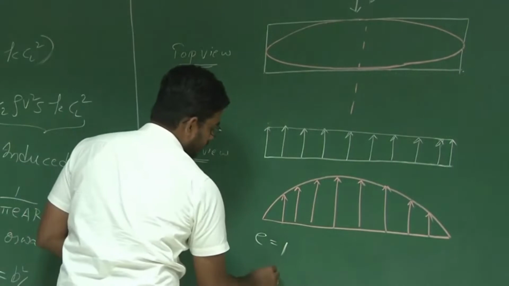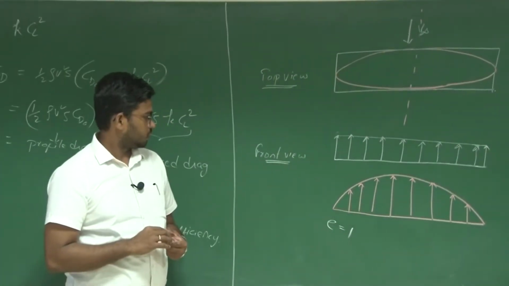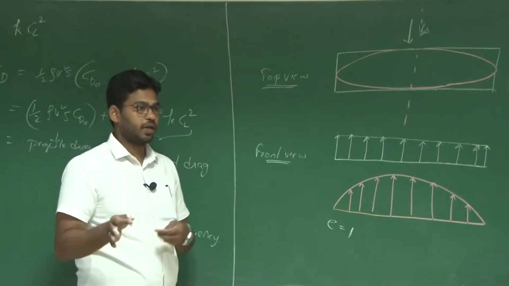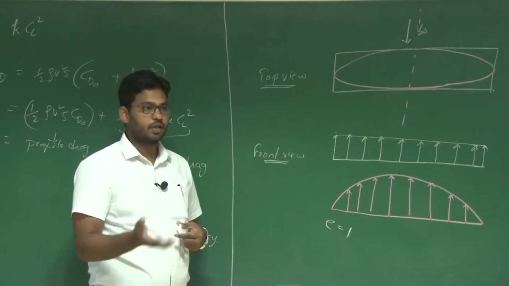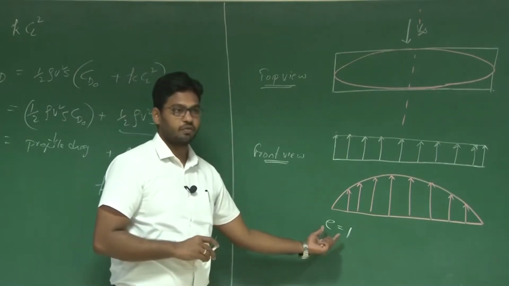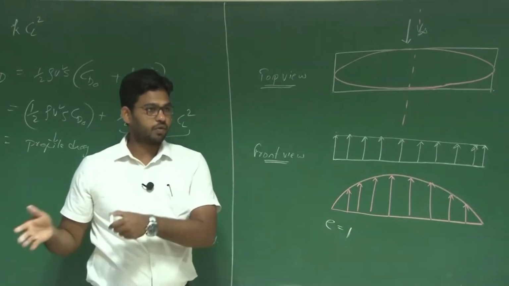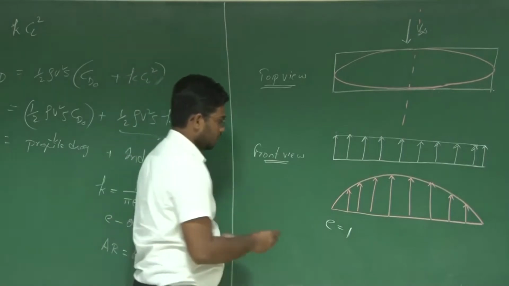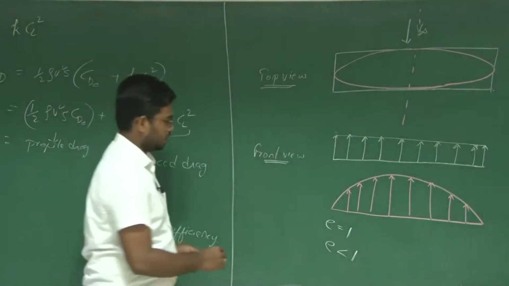For any other shape, this Oswald's efficiency factor talks about how good your lift distribution is compared with that of an elliptic wing. Let us say if you have designed a wing which is non-elliptic, this efficiency factor is a kind of figure of merit, and that compares your current wing lift distribution with that of an elliptic wing lift distribution. So for any other geometry, it is less than 1.